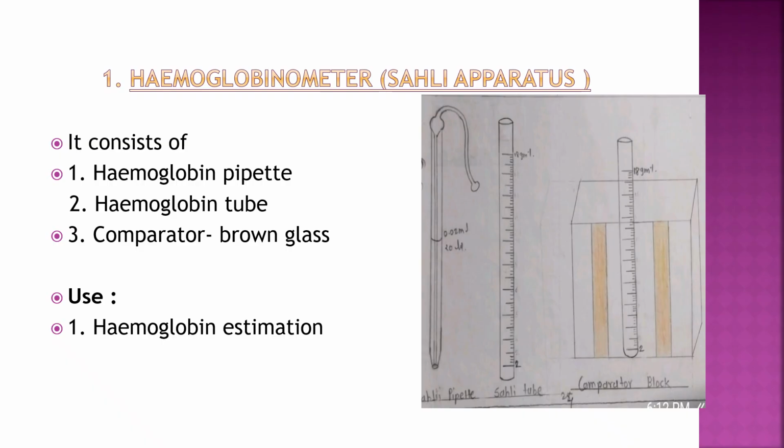For Sahli method, the Sahli apparatus is used, that is hemoglobinometer. It consists of a hemoglobin pipette, with the 0.5 marking equal to 20 microliters of blood; a hemoglobin tube for dilution of 0.1 N HCl and hemoglobin; and a comparator, that is brown glass present in the Sahli apparatus, for the comparison of that hemoglobin acid dilution. The hemoglobinometer is used for hemoglobin estimation.